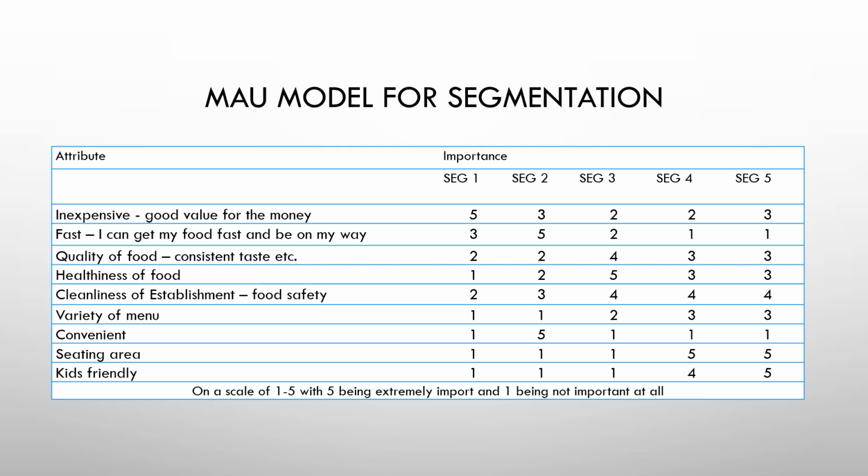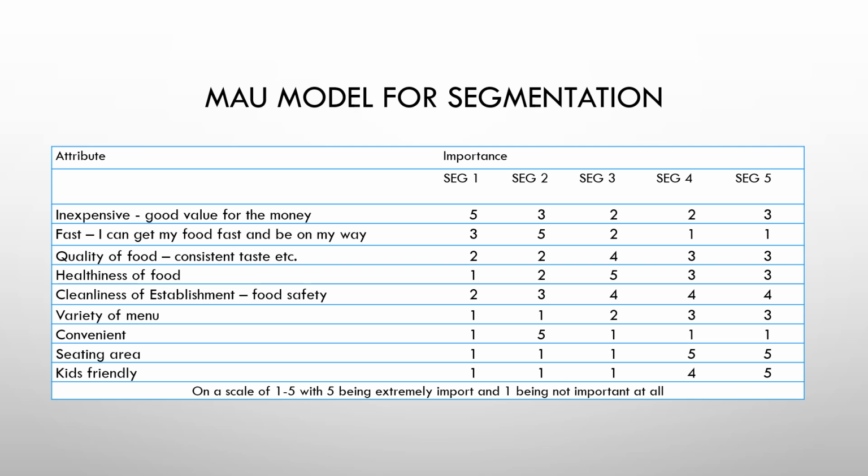inexpensive. The second group is all about fast. They want to make sure that when they order their food, it gets to them in a great big hurry. They're also interested in convenience. They want to make sure that the restaurant is in a convenient location. These people probably don't go to Chick-fil-A, and these people probably don't go to In-N-Out Burger, where it takes a little bit more time.